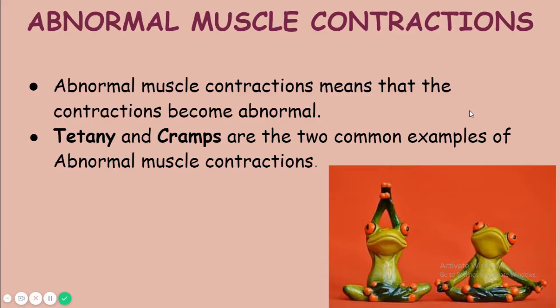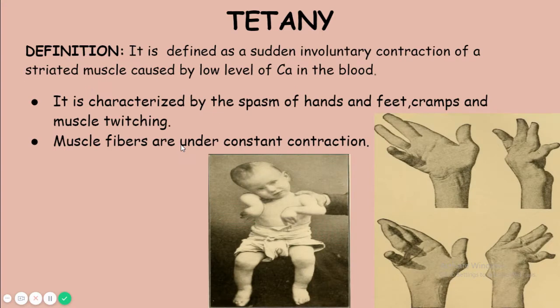Abnormal muscle contractions. What do we mean by abnormal muscle contractions? Abnormal muscle contractions mean that the muscular contractions become abnormal. The two main types of abnormal muscle contractions are tetany and cramps. These are the two main types.